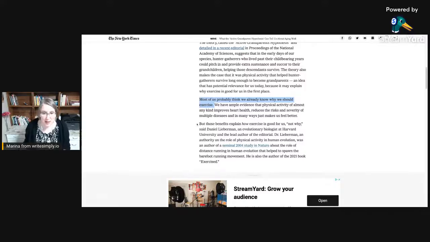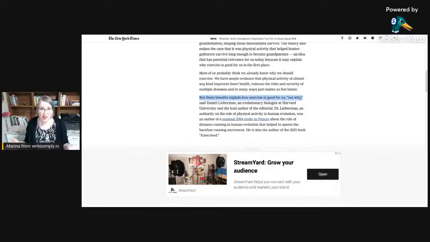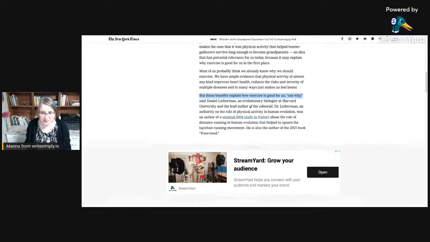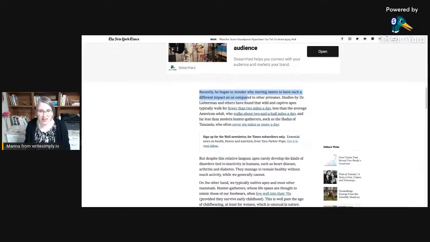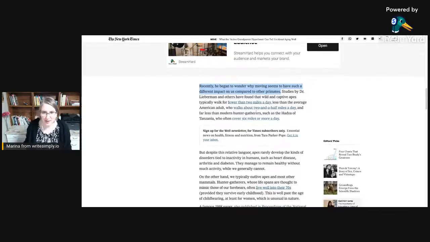And let's see. But those benefits explain how exercise is good for us, not why. All right. So I'm hoping that they're going to tell us why. I'm hoping that they're going to give us some reasons. So I'm just going to skim. Recently, he began to wonder why moving seems to have such a different impact on us compared to other primates. Okay, so we're different than monkeys. How is this affecting us? Let's see.